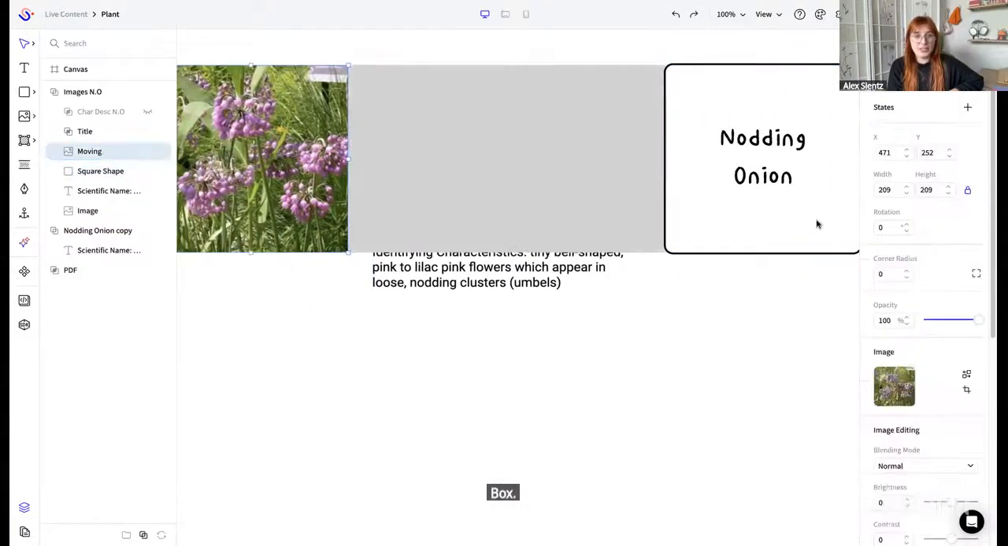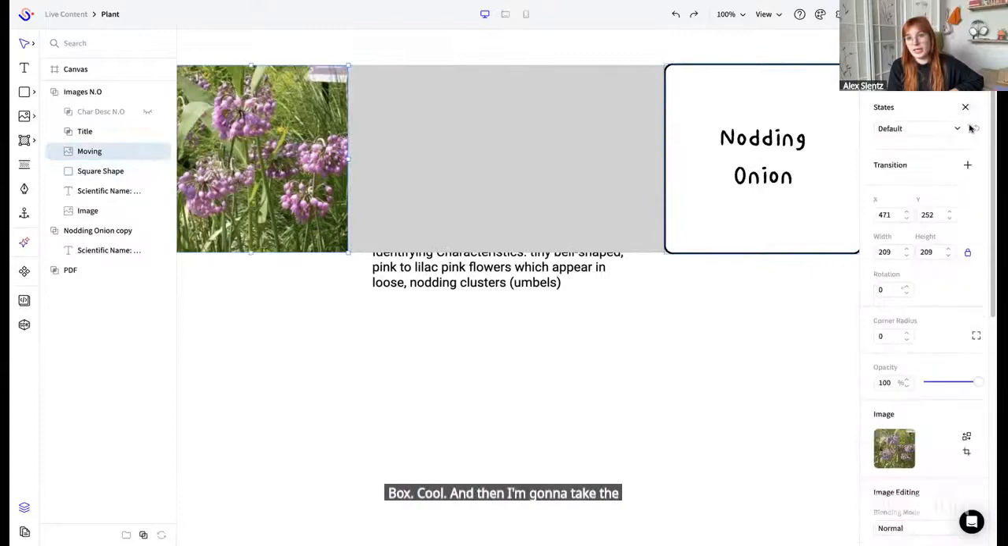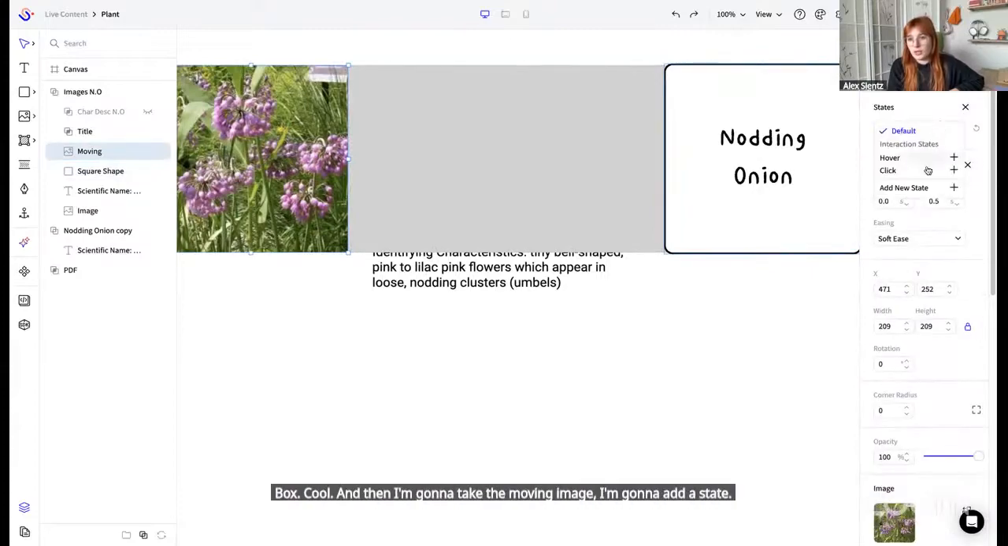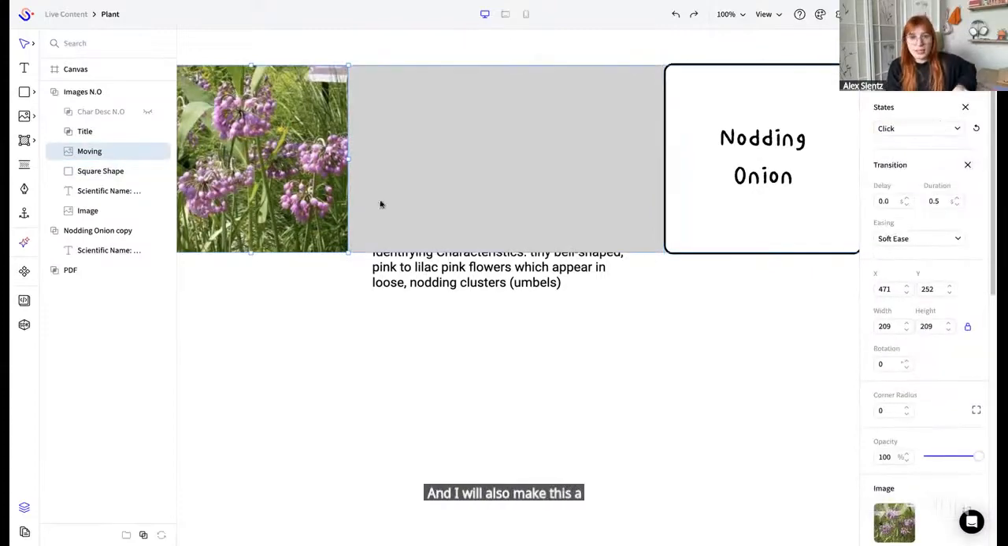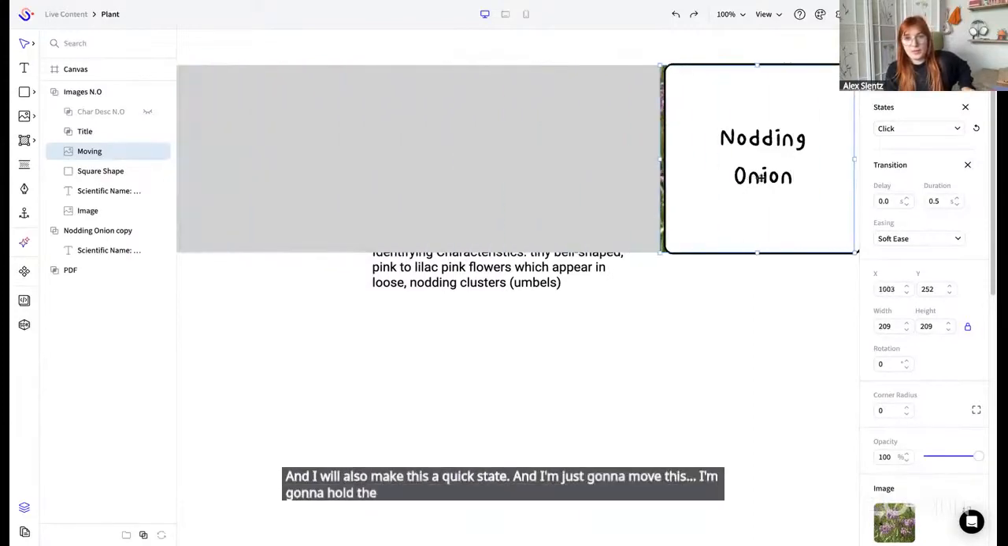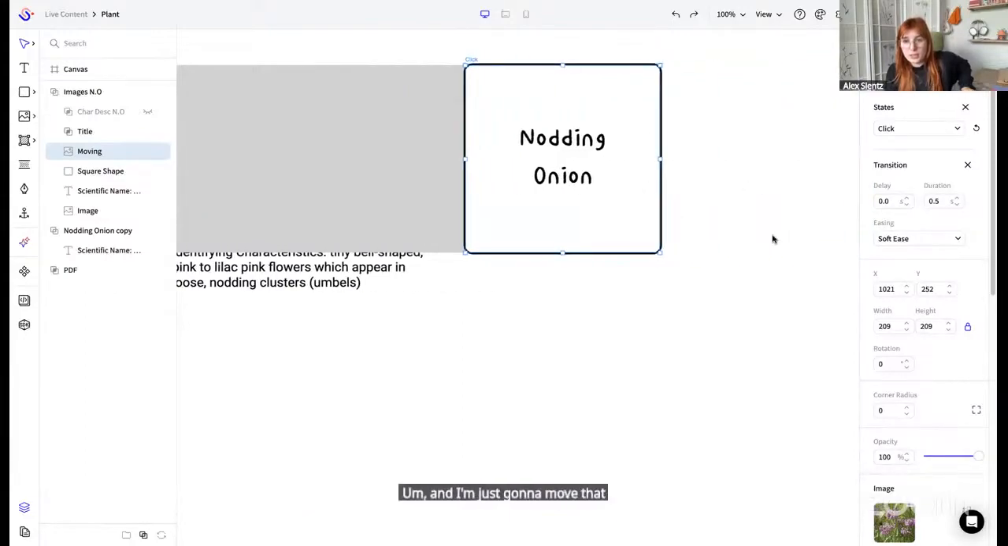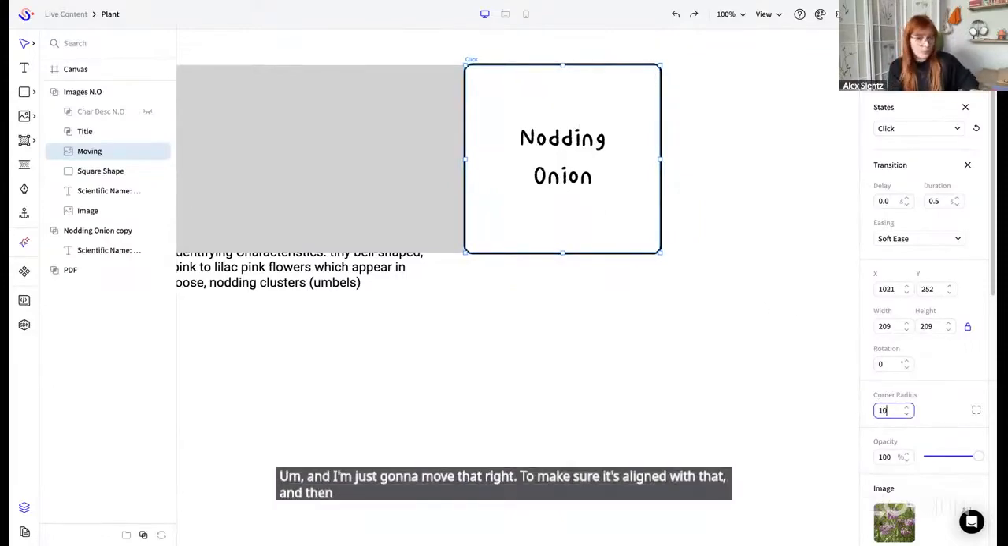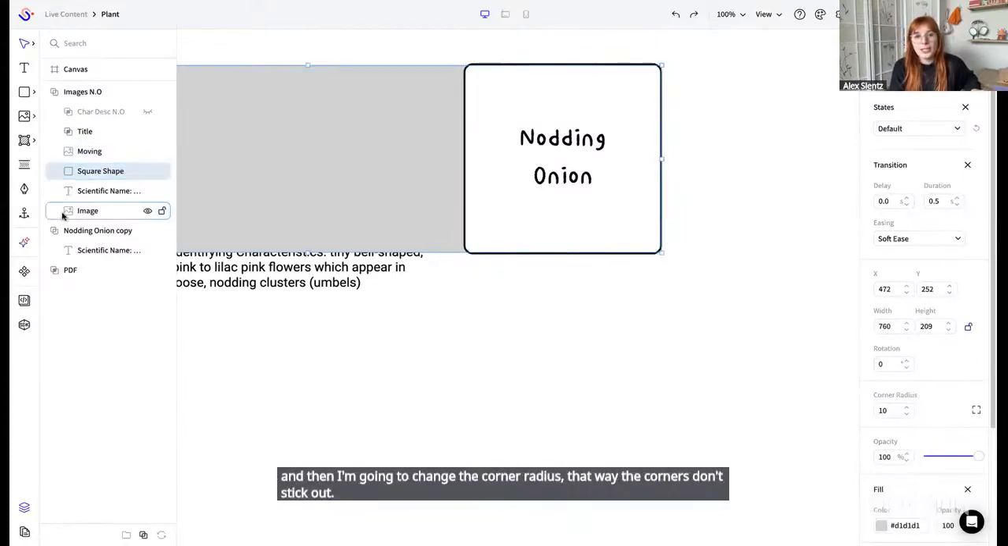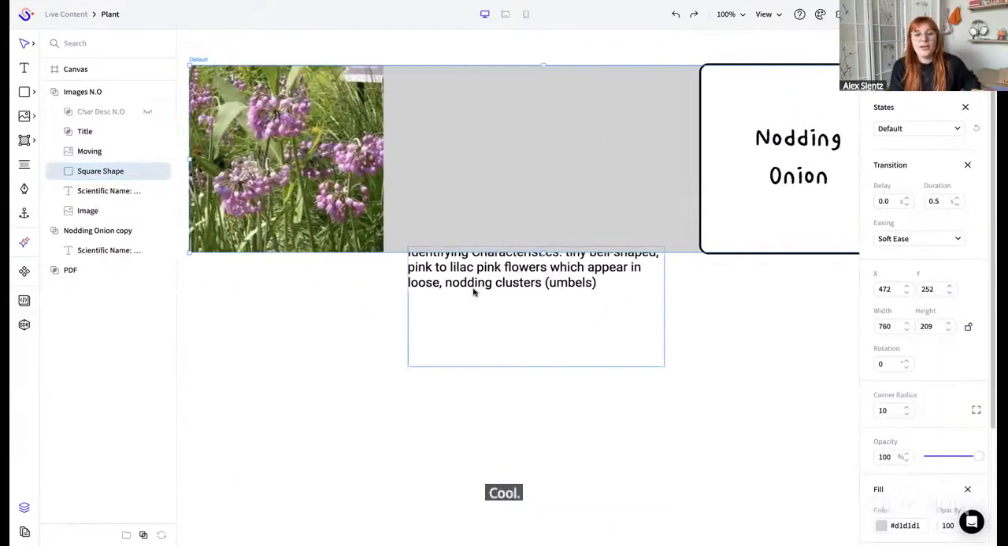Cool. And then I'm going to take the moving image, I'm going to add a state, and I will also make this a click state. And I'm just going to move this. I'm going to hold the shift key, that way it moves perfectly on the x-axis. And I'm just going to move that right to make sure it's aligned with that. And then I'm going to change the corner radius, that way the corners don't stick out. Cool. And now I have to group everything together.